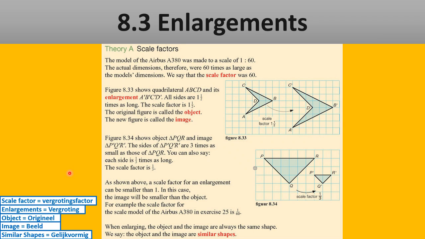Okay, so this first theory is all about understanding those terms. Get those mentally available to you, learn them, because you need them a lot in the remaining 3 paragraphs.